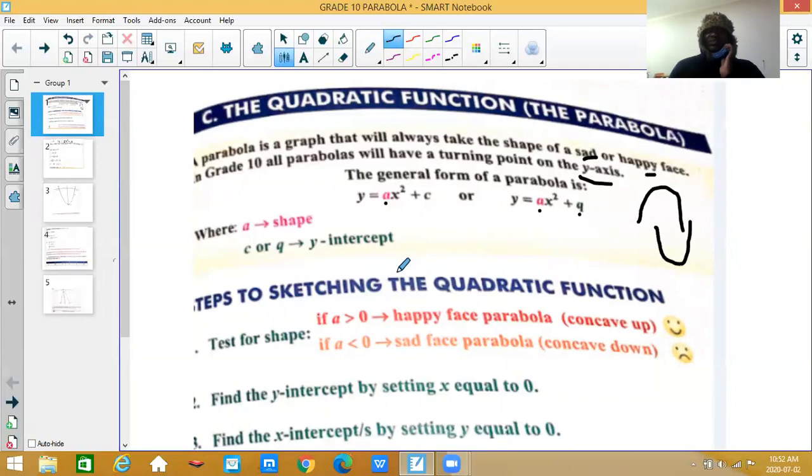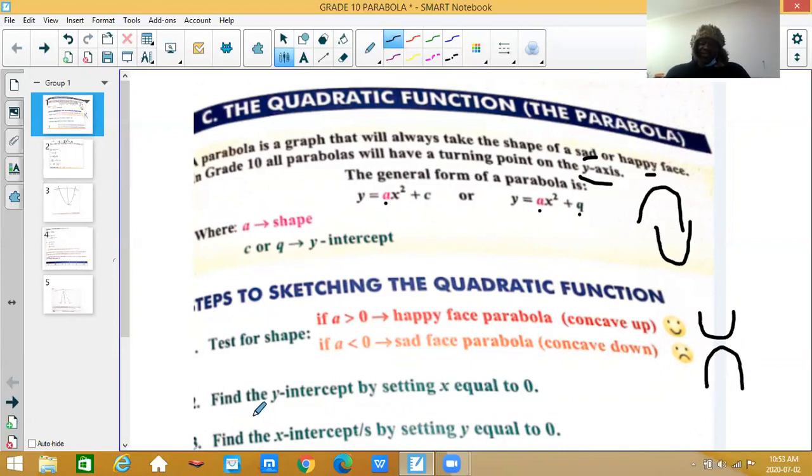Today we want to look into how to sketch graphs. When you are sketching graphs, first of all, you test for the shape. Is it concave up, which is a happy graph? Concave up is this one, meaning this is when the coefficient A is positive, it faces upwards. But when A is a negative number, it will face downwards like this.